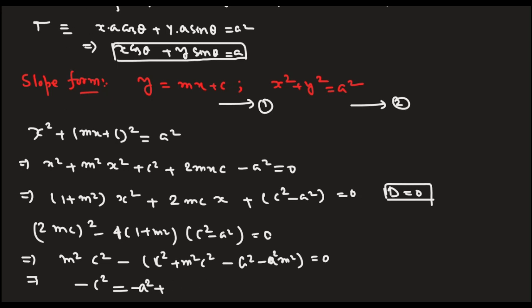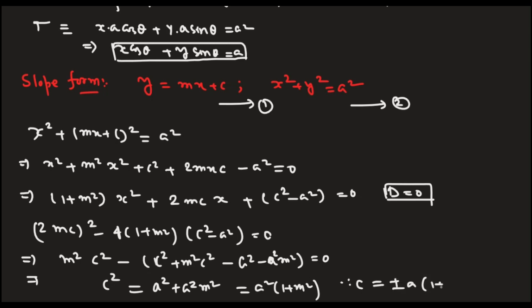So I am sending the term there, so you can say that c square is equal to a square plus a square m square. After simplifying, now I am taking a common, so the value of c we will find, c is equal to plus or minus a times root of 1 plus m square.